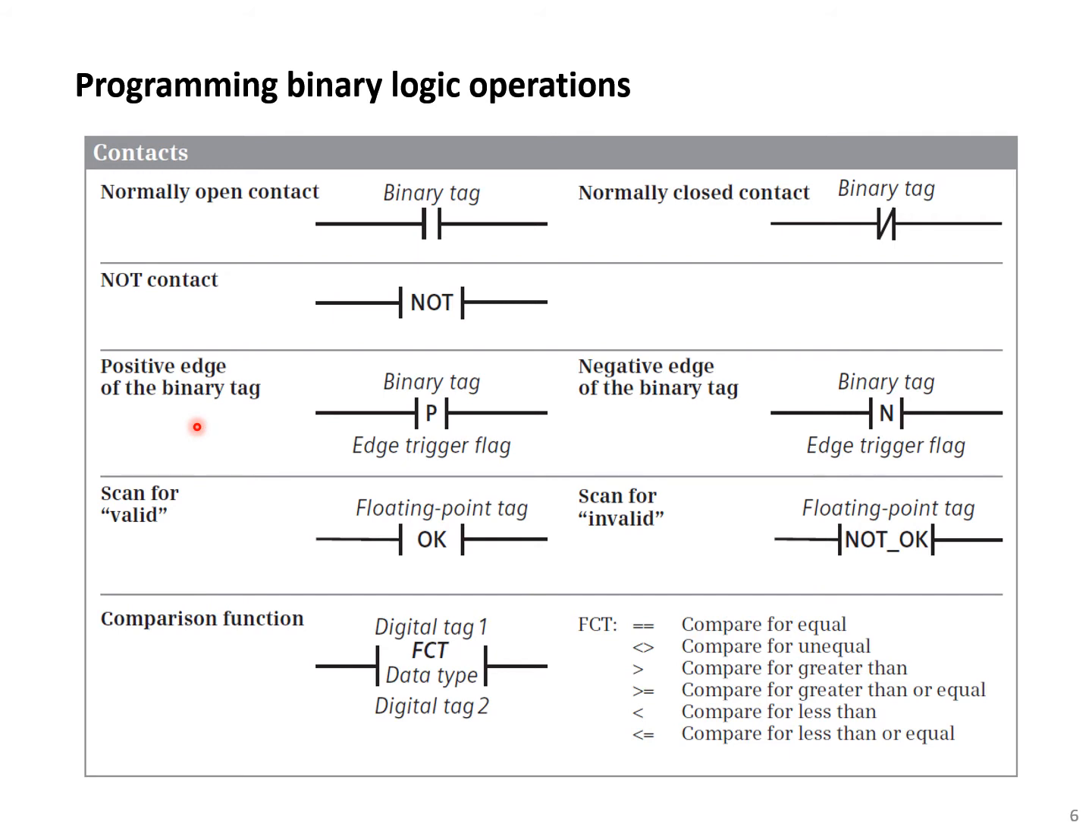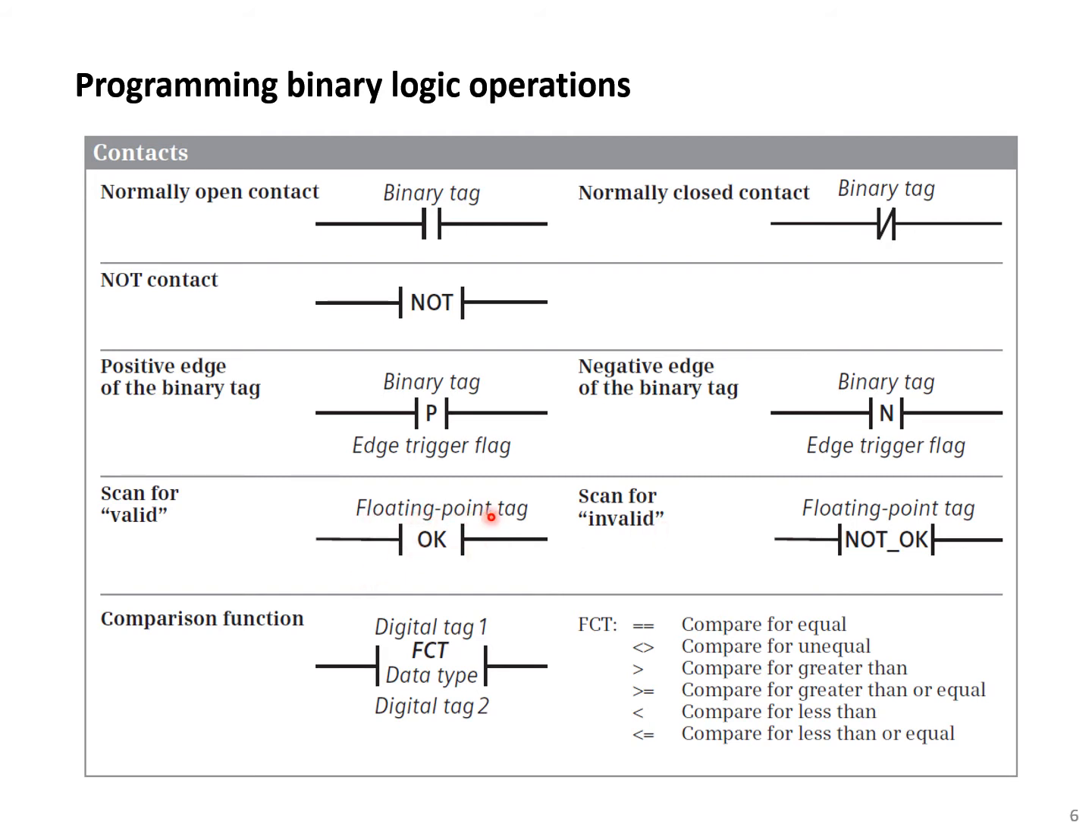We have a positive edge of the binary tag and a negative edge of the binary tag. We compare the binary tag with the edge trigger flag, and this is the negated version. We will have examples of these later and the explanation in the coming slides. Scan for valid and scan for invalid.